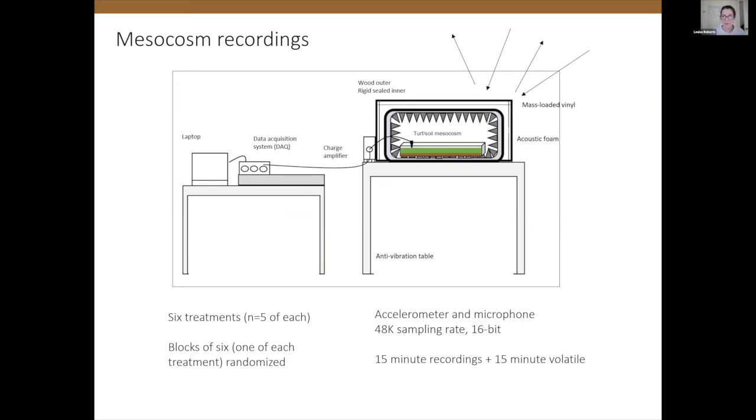And then we put this chamber on top of an air table, an anti-vibration table, which minimizes ground-borne vibrations from the building itself. So we had our mesocosms, and we recorded each of those inside the chamber for 15 minutes at a time, using both an accelerometer for vibration and a microphone for sound. And after those acoustic recordings, we also recorded our volatile signals, which were recorded by the Willett Lab.